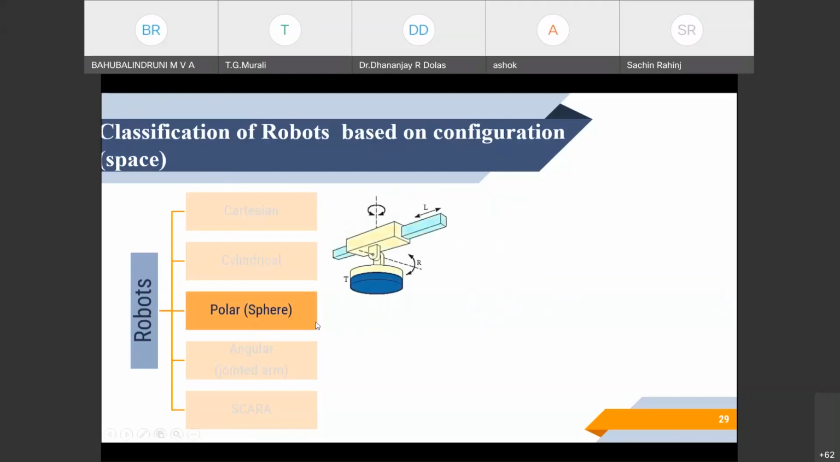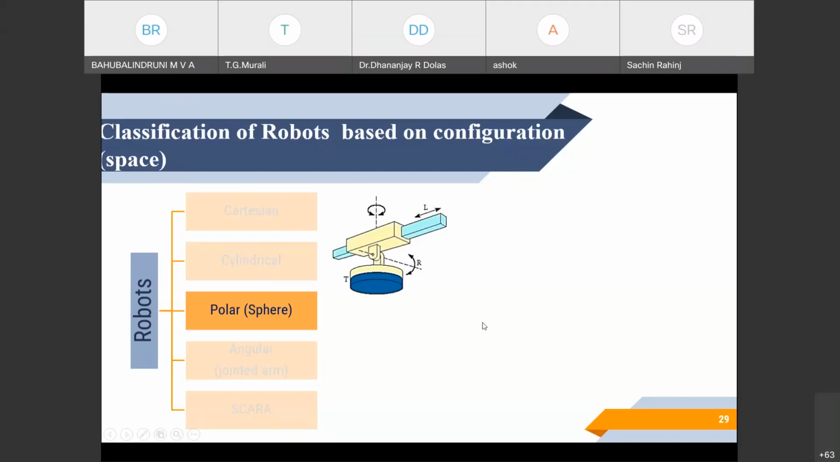And the next is the polar or the spherical robot. In which the types of joints are TRL: T for the twisting over the axis of the base, and then the rotation, which is perpendicular to the twisting axis, and there is a sliding in the other direction, that is the linear joint. With the twisting, the rotation and then the linear, we can form a polar robot.